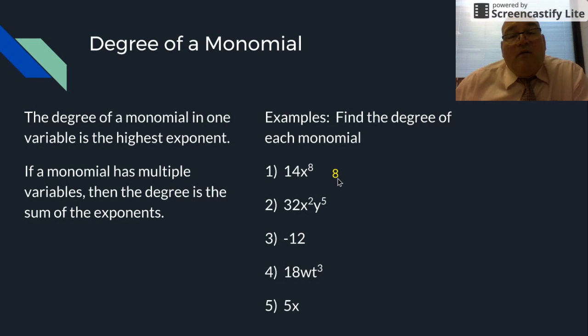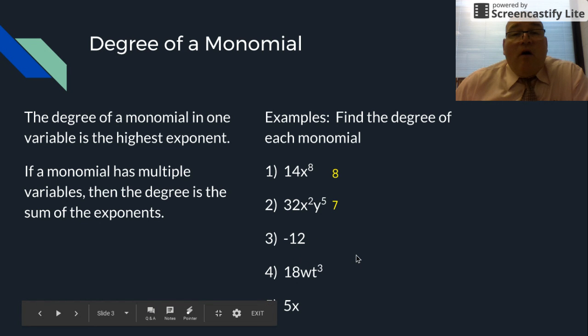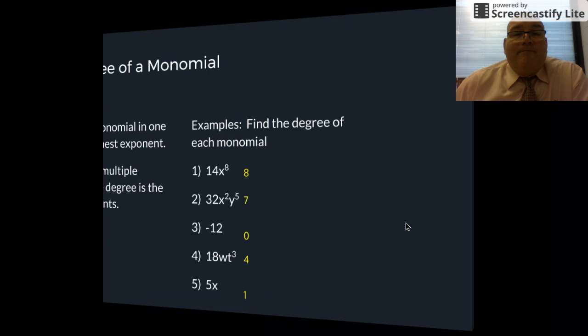14x to the 8th only has one variable, therefore the degree is the exponent of that variable, 8. 32x squared y to the 5th has multiple variables, therefore the degree is the sum of those exponents, 7 in this case. Notice that in number 3, negative 12 has no variable at all, therefore it has a degree of 0. 18wt cubed, remember, even though there's not a power on w, it's an invisible 1, so 1 plus 3, degree of 4. Same thing in number 5, the 5x, invisible 1 power, its degree is 1.